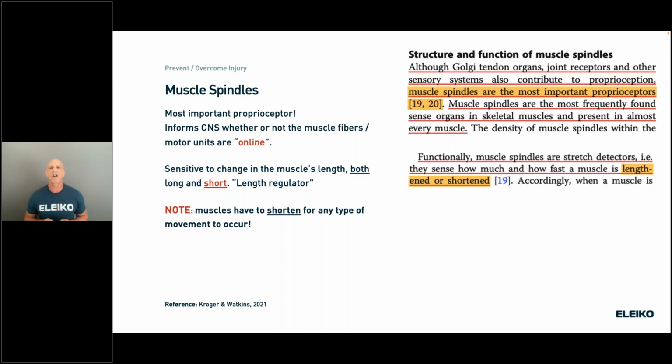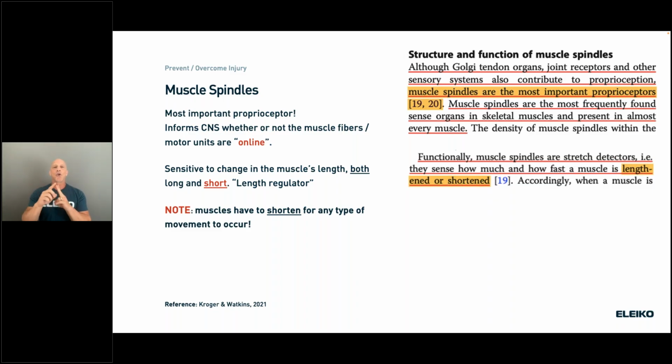And this is what's not talked about. We are in a stretch dominant industry, or philosophy in the industry. Everything's about how long can we get a muscle? How much range of motion do we have in the muscle? What we forget is that in order for range of motion to occur, things have to lengthen and shorten. We only think about lengthening. In order for any joint, any movement to occur, something has to shorten in order for something to lengthen.